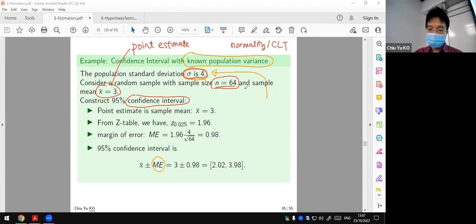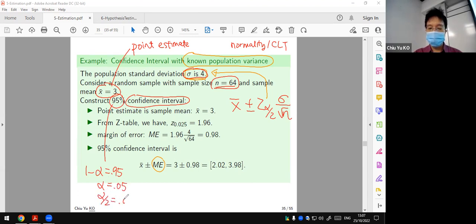So how can we proceed from here? Now we remember the formula is X bar plus or minus z alpha over 2 times sigma over root n. And we have 95% confidence, that means 1 minus alpha is 0.95, so alpha is 0.05, and alpha over 2 is 0.025.